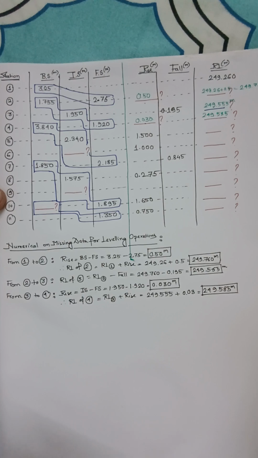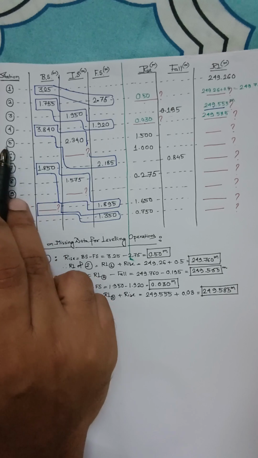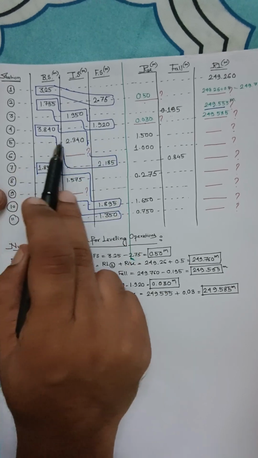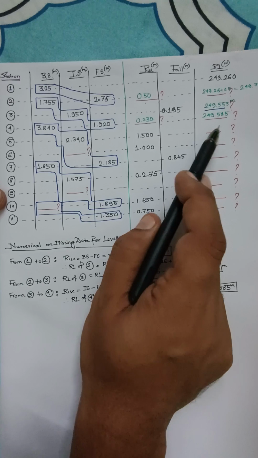Hopefully I'm making myself clear in this case. Next, we are dealing with 4 is done. So let's deal with the 5. 5, yes, we have a missing data over here.